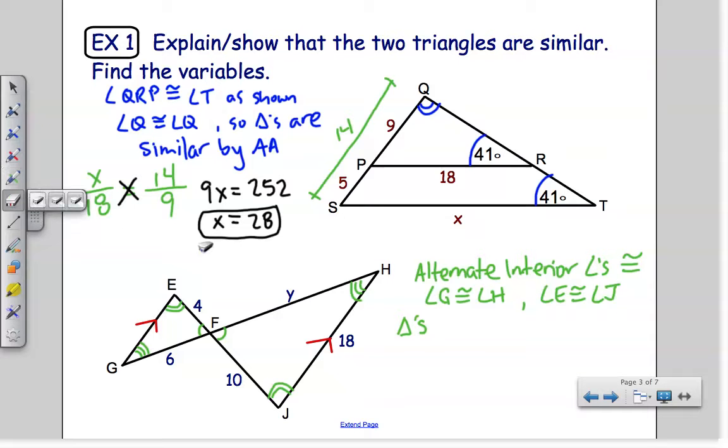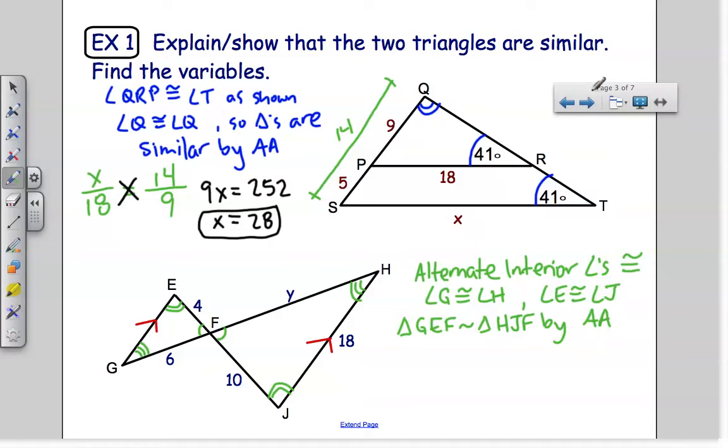You know what? Let's list those similar triangles. Triangle GEF is similar to, if I do GEF, I did the 3-arc, 2-arc, 3-arc, 2-arc, so HJF, by angle similarity, two angles congruent. Really, all three angles congruent means the triangles are similar.